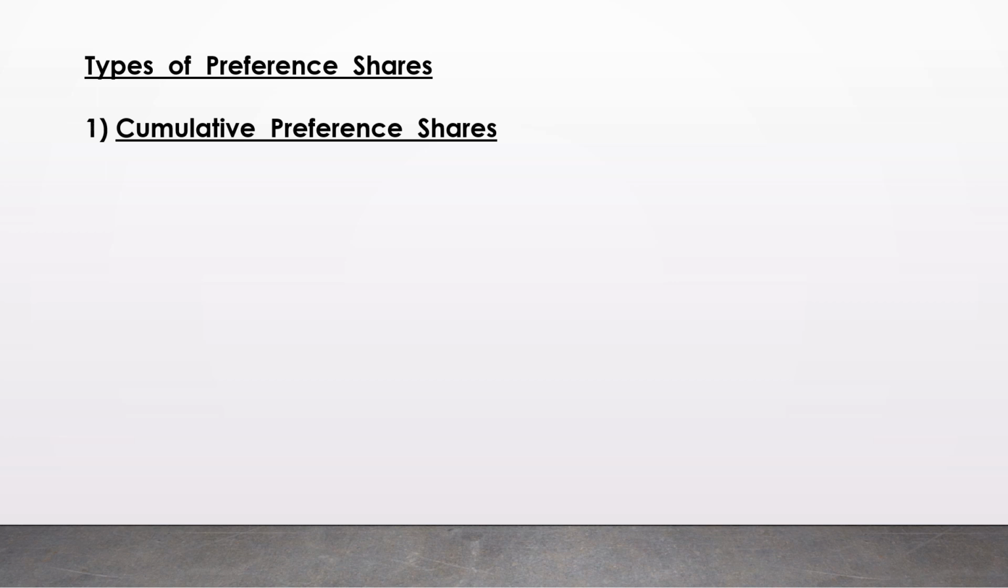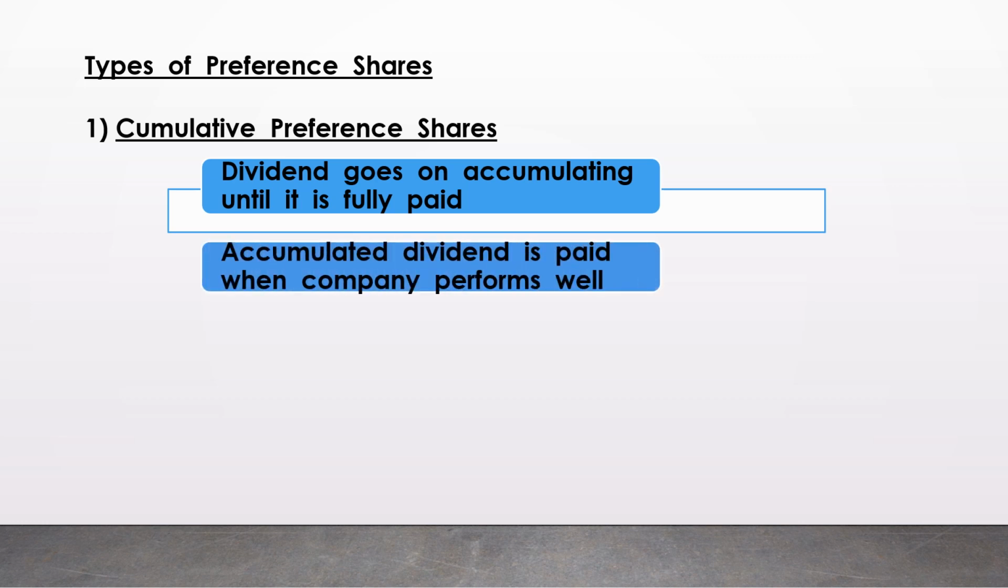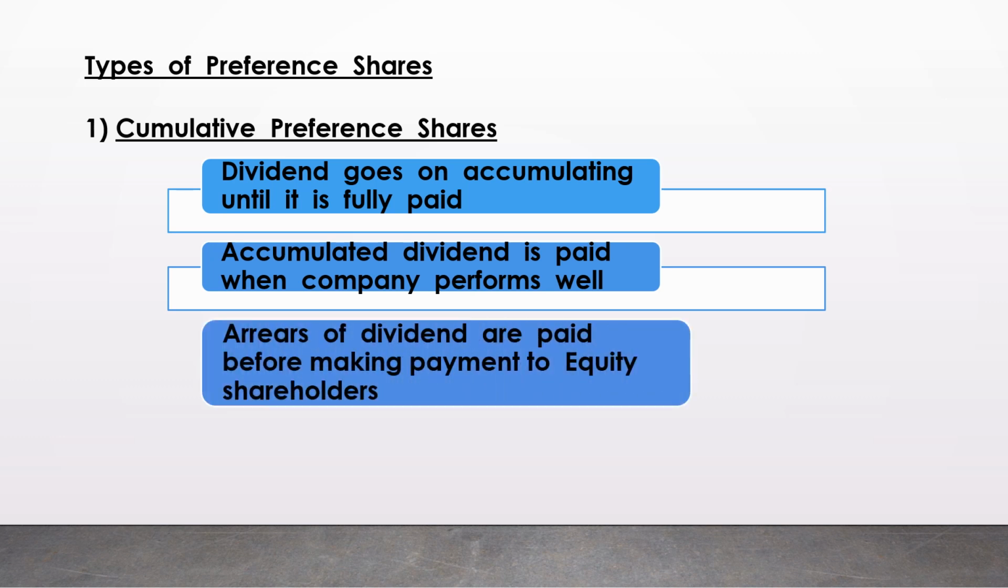Let us now begin with the types of preference shares. The first type of preference share is cumulative preference shares. Cumulative preference shares are those shares on which dividend goes on accumulating until it is fully paid. This means that if the dividend is not paid in 1 or more years due to insufficient profits, then this unpaid dividend gets accumulated and the arrears of dividend are carried on to the next year. This accumulated dividend is paid whenever the company performs well. Further, the arrears of dividend are paid to the preference shareholders before making any payment to the equity shareholders.